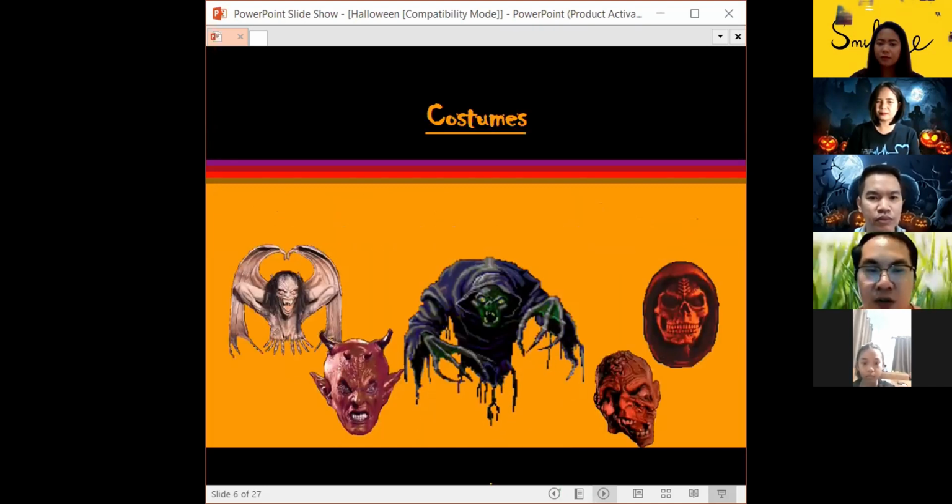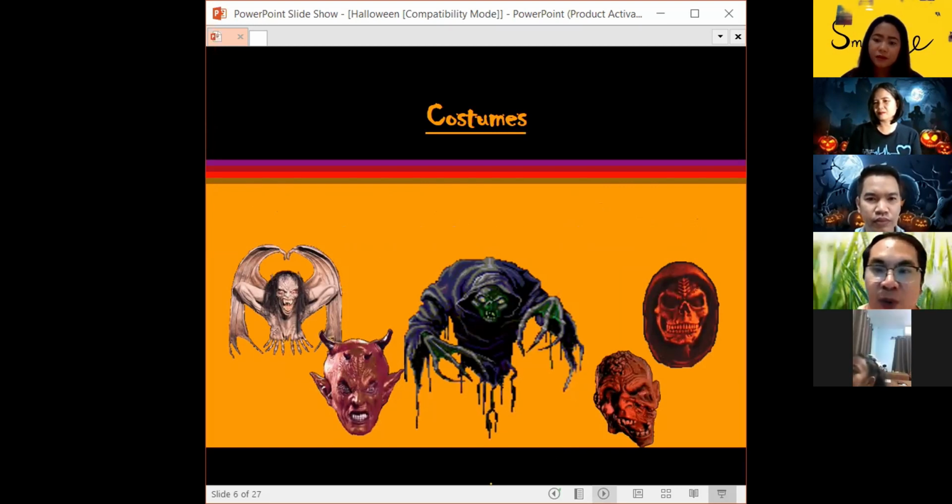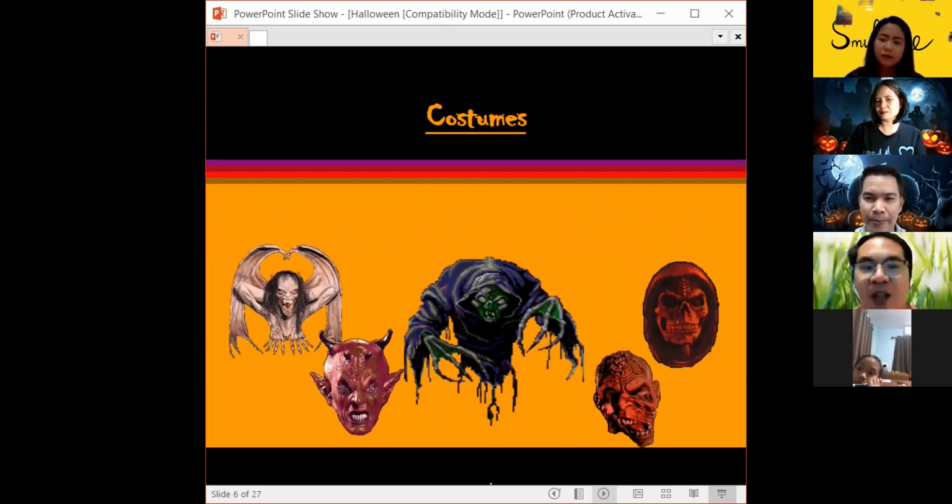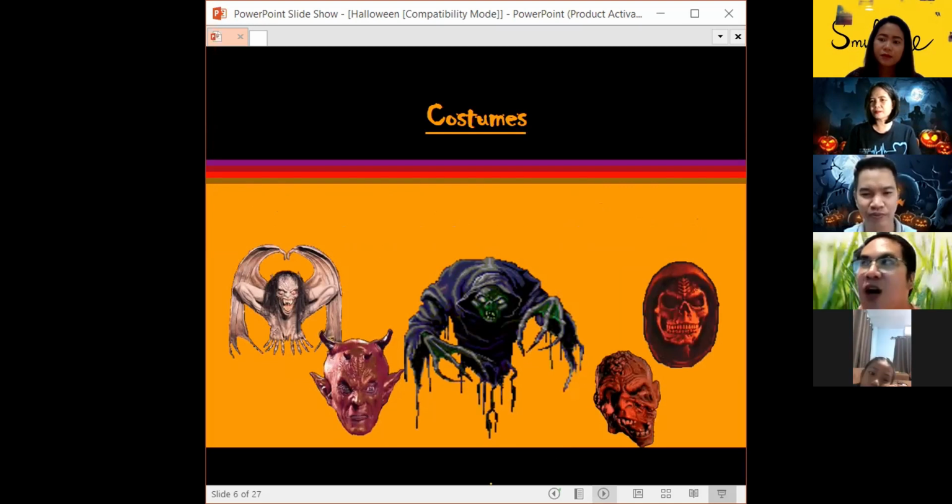All right, costumes, right? You are all familiar with the costumes. Did you know that there is also a history about this costume? Usually when we have Halloween, we can create, or we are, what do you call this one?